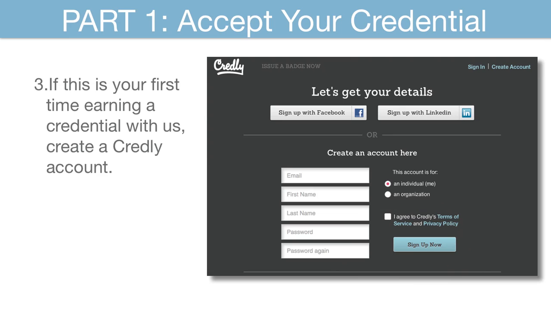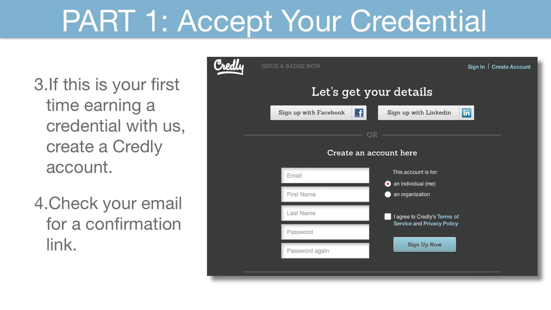Now, if this is the first time you're earning a credential with us, you'll need to create an account with Credential, which is really very simple. You can see here all they're asking for is email, first, last, password. Then you click to accept the terms and you sign up. You'll then check your email for a confirmation link from Credential. You click it and you're good to go.